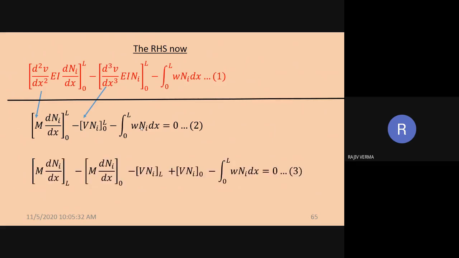And equation number 3 simply is the expanded form of equation number 2. We have two terms of moments which are supposed to be evaluated at x is equal to L and x is equal to 0. And also we have two terms corresponding to the shear forces which are supposed to be evaluated at x is equal to L and x is equal to 0. Obviously, these values of moments and shear forces are going to be supplied in the form of boundary conditions by the user himself. So they are going to be known parameters.